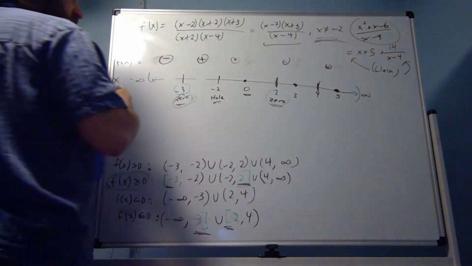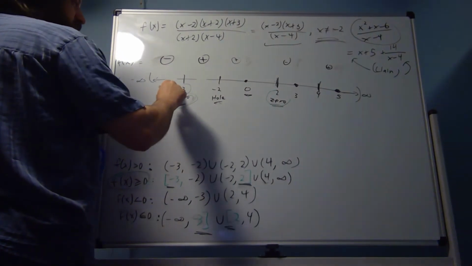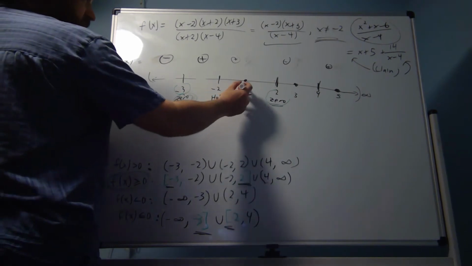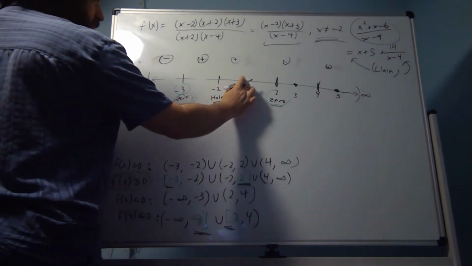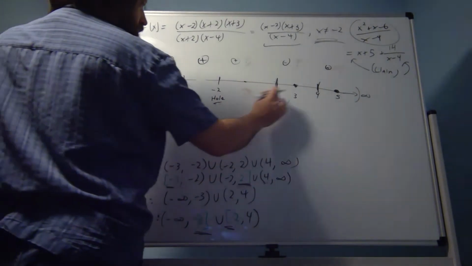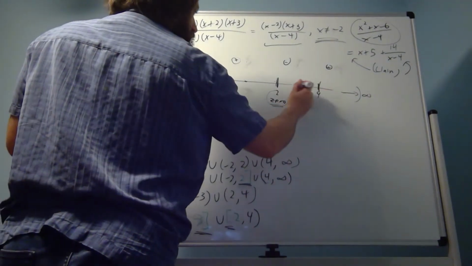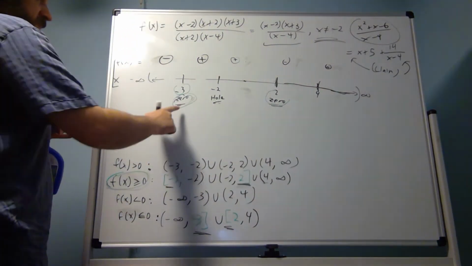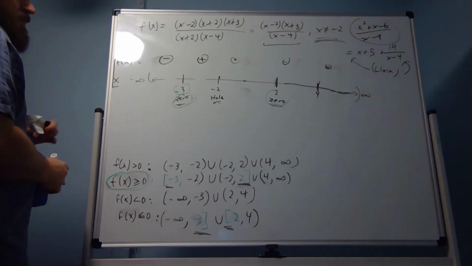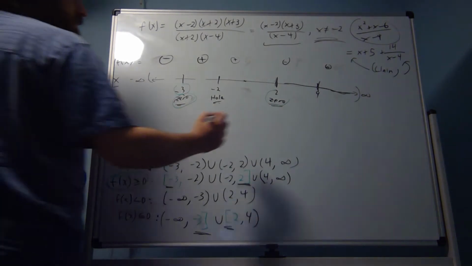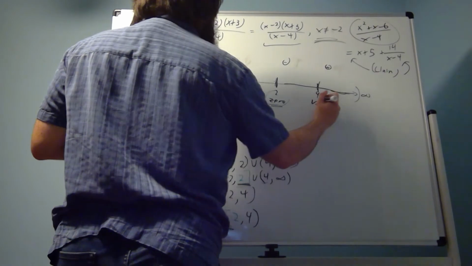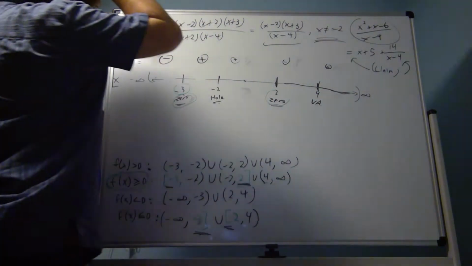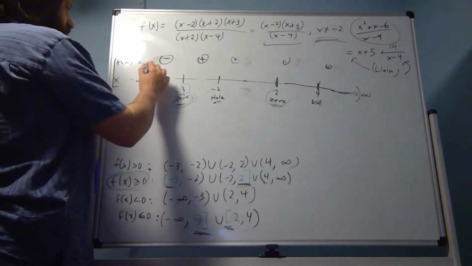All right, so this was really important though. We found that there was a hole at -2. We found zeros at -3 and at +2. And we found a vertical asymptote at x equals 4. So that's still important. But let's see, what's contributing to whether it's positive or negative?